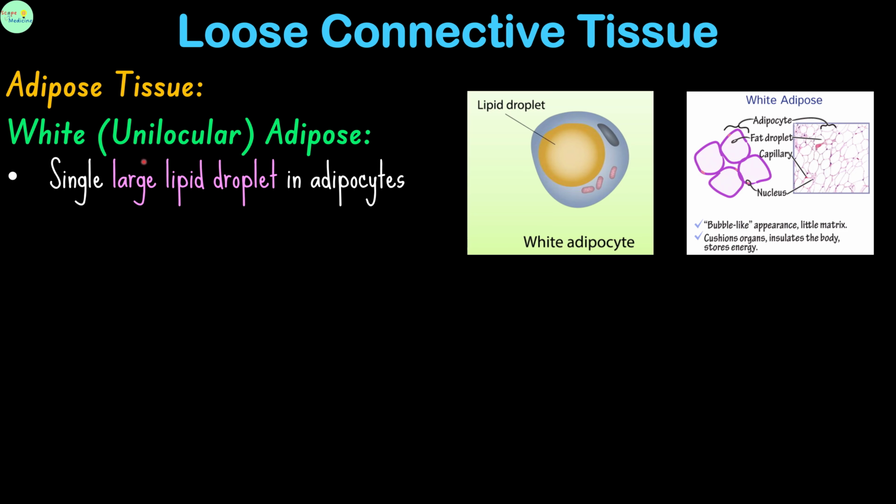White or unilocular adipose tissue contains mature adipocytes that each contain a single large lipid droplet that occupies most of the cell volume, pushing the nucleus and cytoplasm to the periphery. This tissue functions primarily in energy storage as triglycerides, which can be mobilized during periods of caloric deficit, in thermal insulation to conserve body heat and maintain core temperature, and in mechanical cushioning to protect vital organs such as the kidneys, eyeballs, and joints from impact and compression.